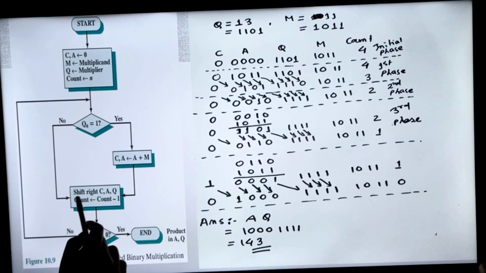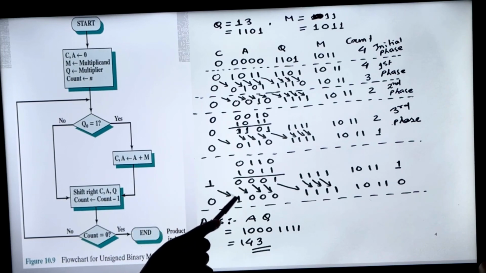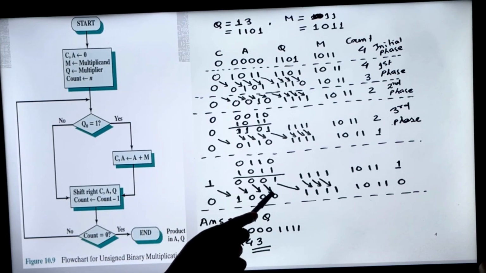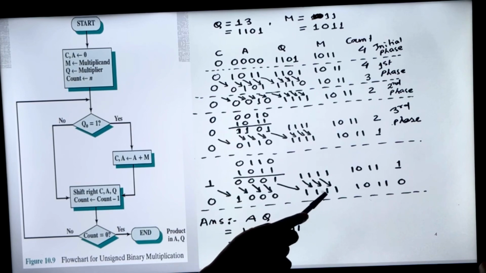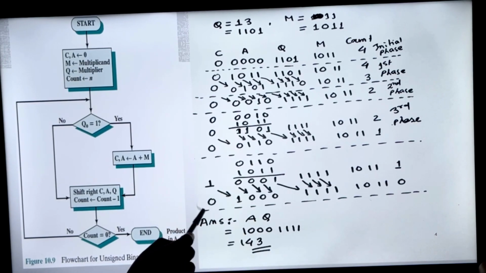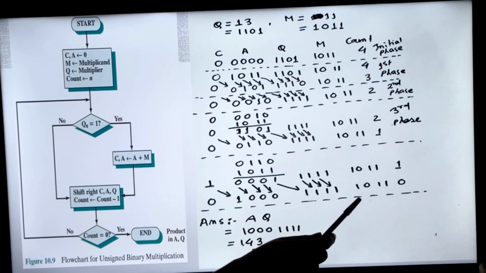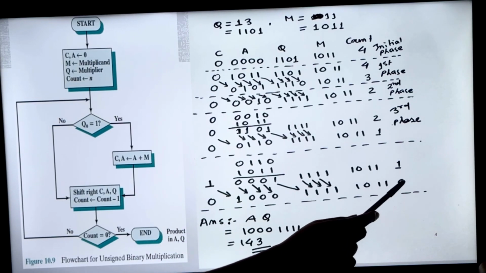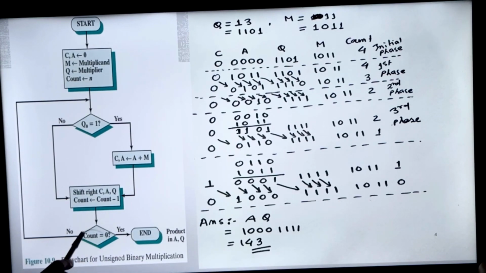Understood that? Next, just shift it right. So this one is coming here, 0 is here, 0 is here, 0 is here, this one is here, 1 is here, 1 is here, 1 is here, this one you are eliminating, and this empty place I am filling with 0. Whatever M you had, you just put it as it is, and now count equals count minus 1 is becoming 0. So my count is 0, yes, this is the end, so I will go for the end.